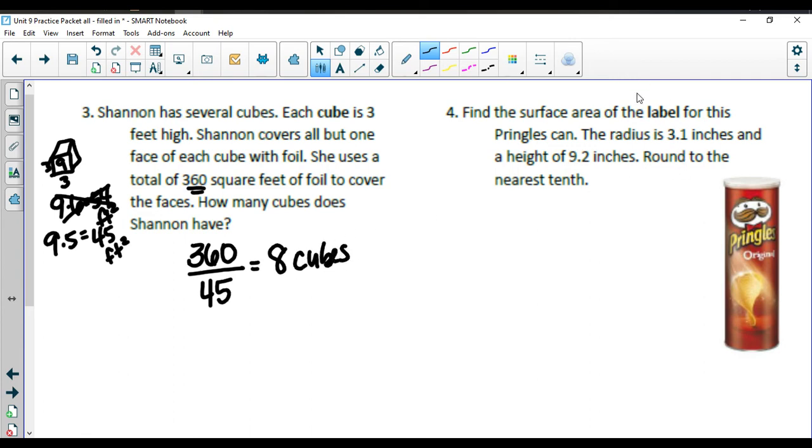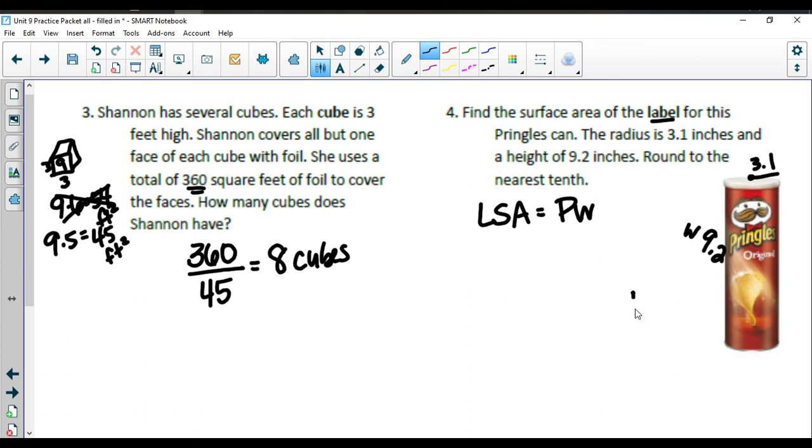In number 4, find the surface area of the label. So this is that lateral surface area again, which is just the PW part. Remember, the 2 base gets cut off because we don't actually put the label there. The radius is 3.1 and a height of 9.2. So this 9.2 is our W value, and our radius is 3.1.